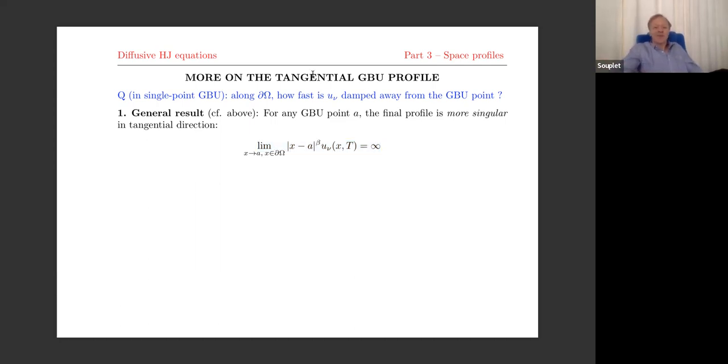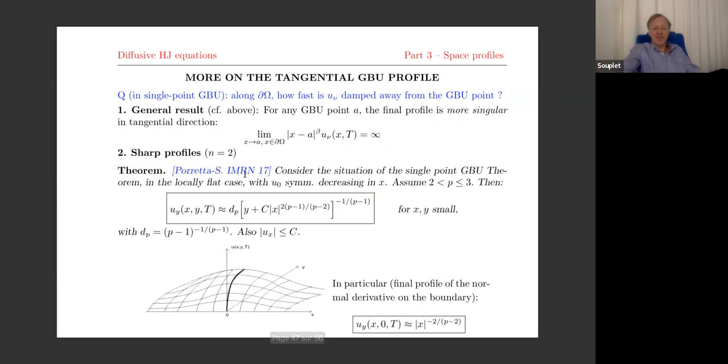Okay, and then this is just a basic result. It doesn't tell you how much more singular it is. This is the infinity, but we don't know how fast. And so there are partial results. No, they are complete results, but under special assumptions. So this is what we had proved actually before in another paper with Alessio Porretta.